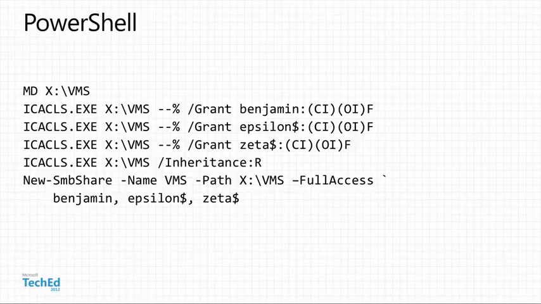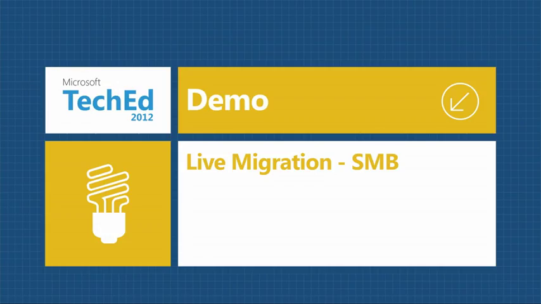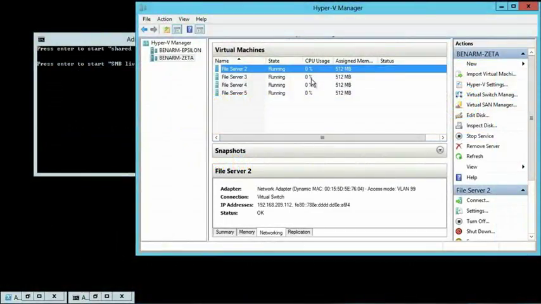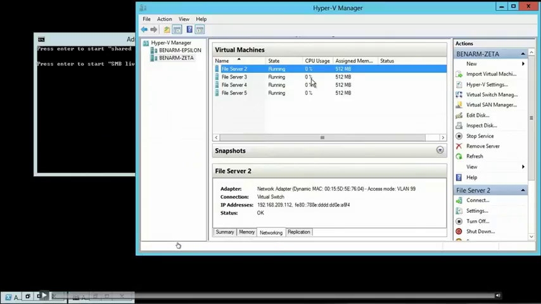That is something to be aware of. If you don't set the permissions right, live migration with SMB is going to fail when you try it. You will get a descriptive error message, of course, but it's better to get things right the first time. So with that in mind, I'm going to show you a very short demo of live migration on SMB.